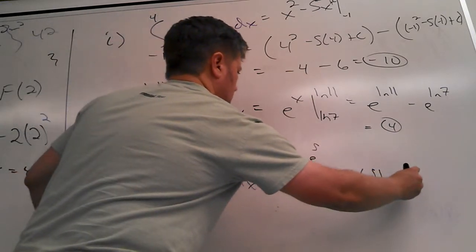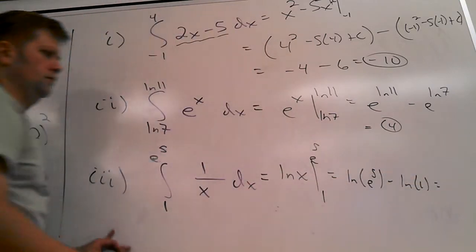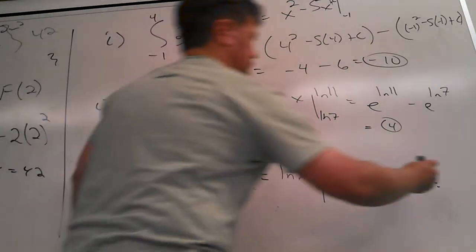Natural log e to the 5th minus natural log of 1. Good.